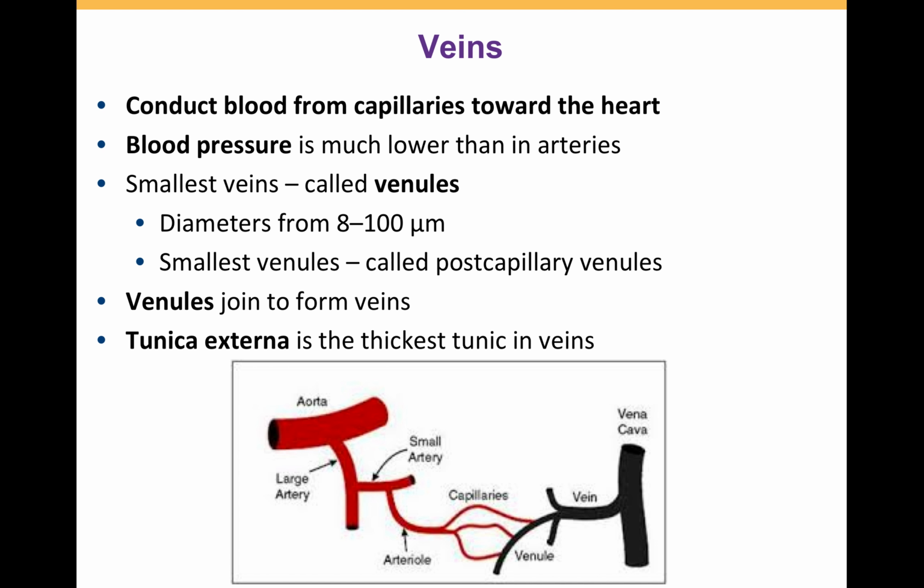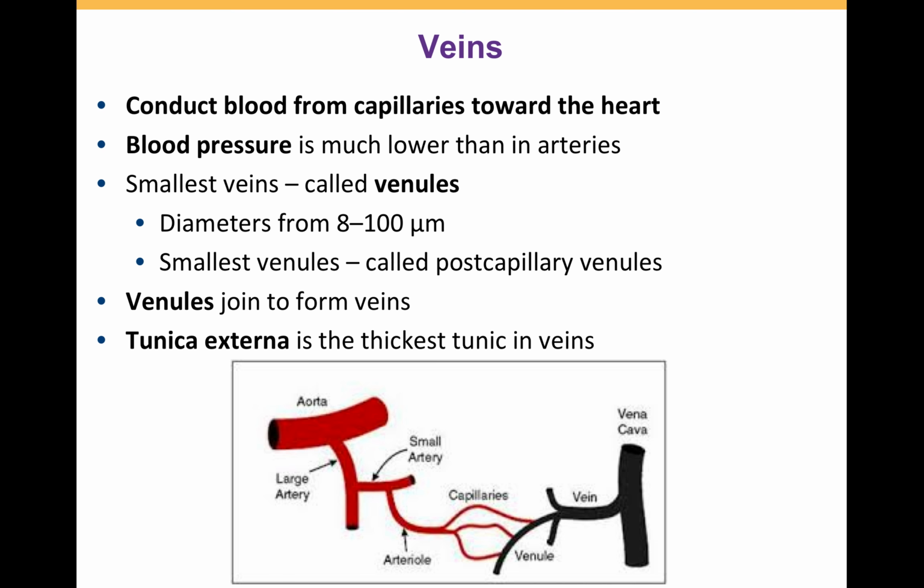Smaller venules that are coming off from the capillary network are called post-capillary venules, which directly pick up blood from the capillary networks. Now, as you can follow this, individual venules are going to join each other to form a larger blood vessel, which we refer to as veins. Interestingly, if we're comparing the histology of veins to arteries, you will notice that the tunica externa is the thickest tunic in veins.